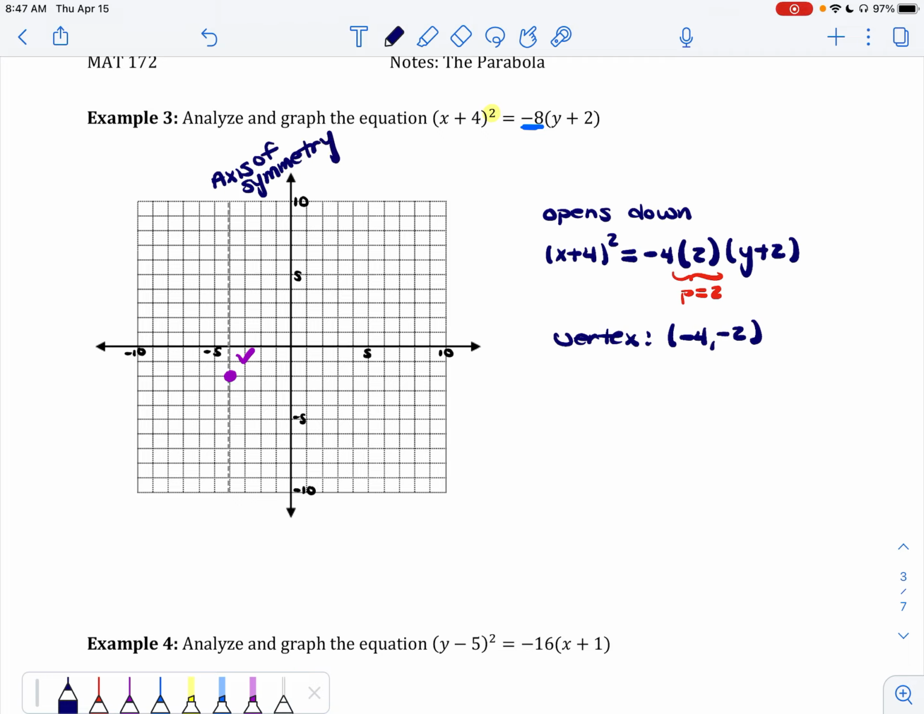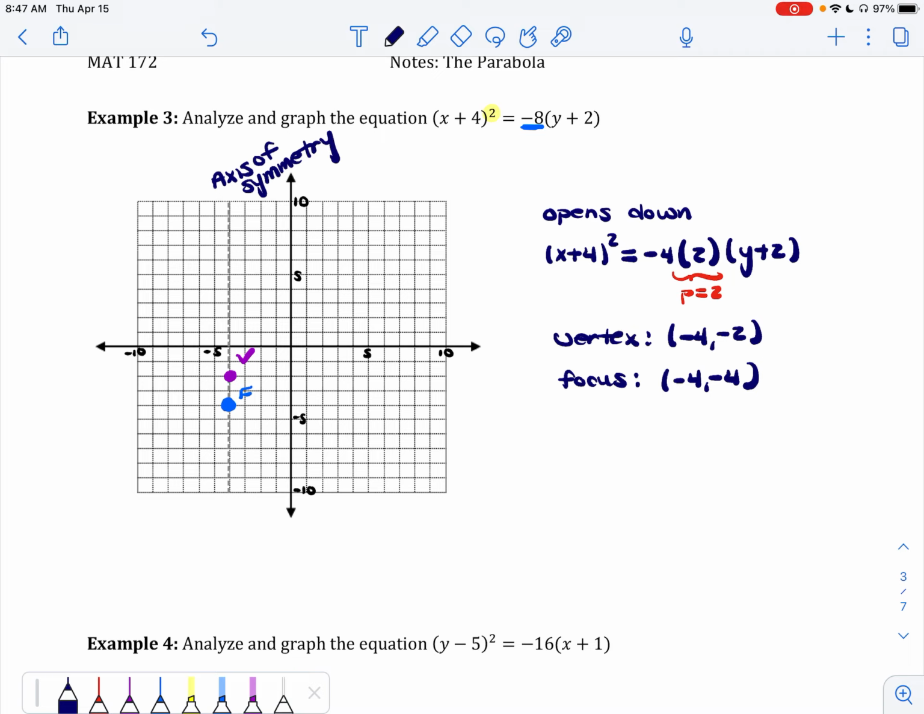All right, now let's find the focus. Remember, p tells us the distance from the vertex to the focus. So in this case, we're going to go 2 units down from the vertex to find the focus. If we start at our vertex and go 2 units down, and we're going down because that's the direction that we said our parabola is opening, we can plot our focus. All right, so that is going to be at the point negative 4, negative 4.